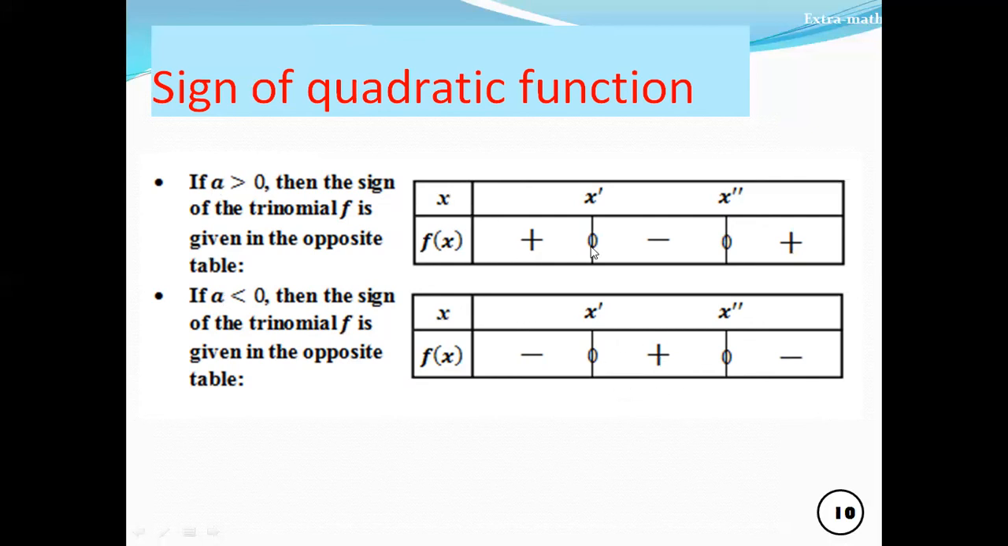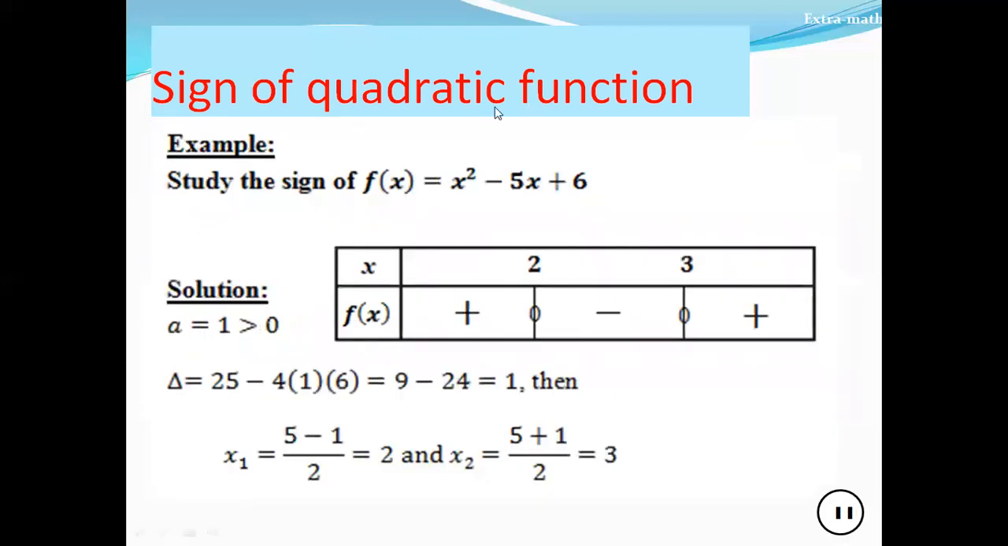Here we have plus, plus as a, and here we have opposite to a, minus. Here we have minus and minus as a, and here we have plus, opposite of a. So we can memorize the formula same, opposite, same: same as a, opposite as a, and here same as a. Same and opposite signs of a. Let us take an example.